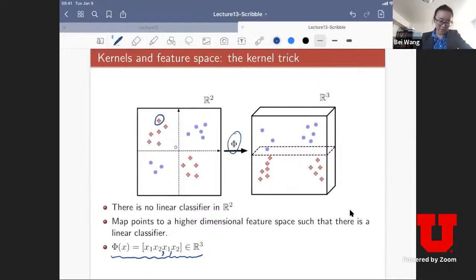But one way to do this is to map the coordinates x1, x2 of a single point to a three-dimensional point cloud, depending on how I choose it. I think this map is fairly easy to do. It should be x1, x2, x1 times x2, I think. Maybe there's a flip of signs. But the idea is that with a map like this, I map from a two-dimensional space to a three-dimensional space, and all of a sudden I can linearly separate those points.